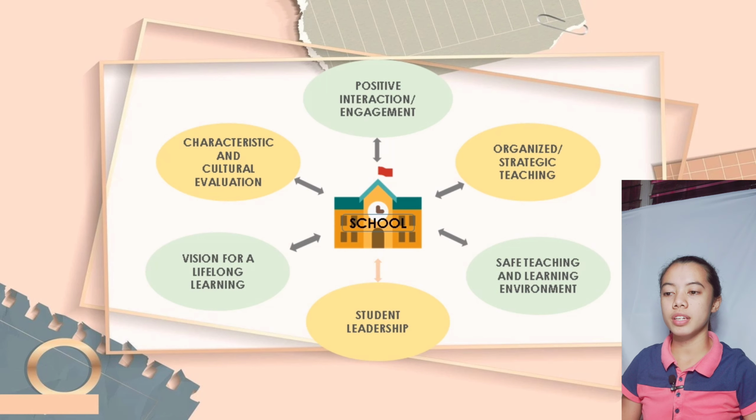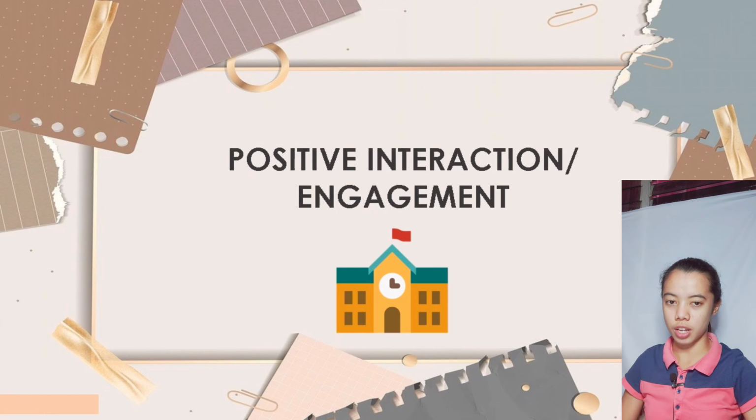Number one is positive interaction and engagement. Number two is organized and strategic teaching. Number three is safe teaching and learning environment. Number four is student leadership. Number five is vision for a lifelong learner. And lastly, number six, the characteristic and cultural evaluation.